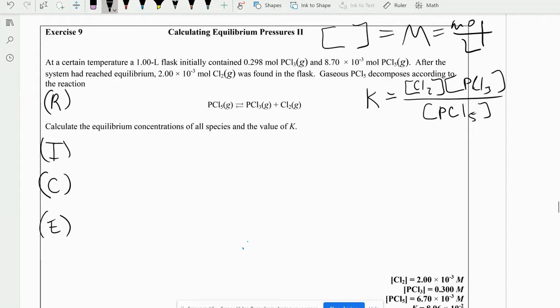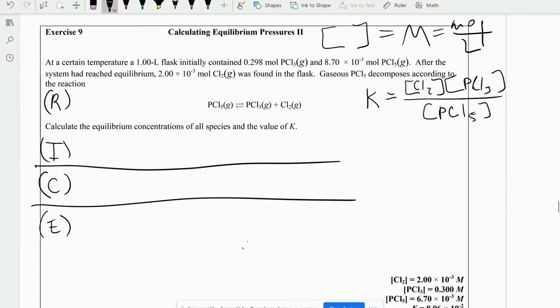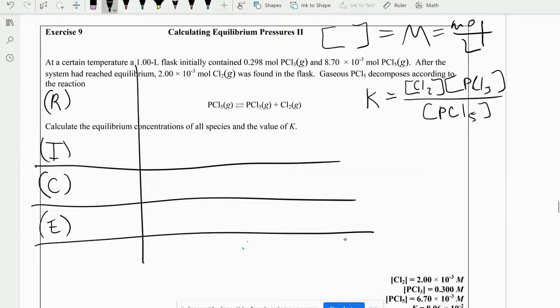So give yourself a little bit of space. I'm going to go ahead and break out my diagram. Okay. Now, here's the thing, you probably don't know why I did 3 columns. Well, that's because in the first column here, I'm going to put all the information with the reactant PCl5.